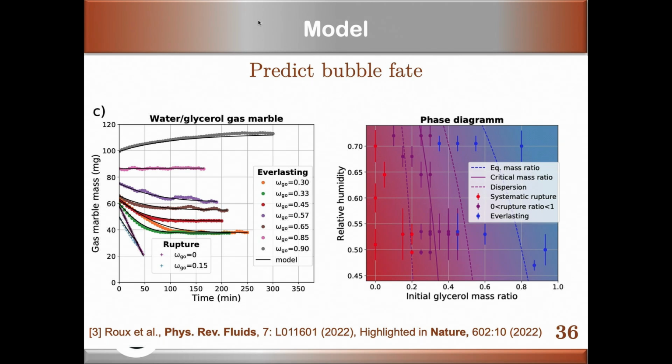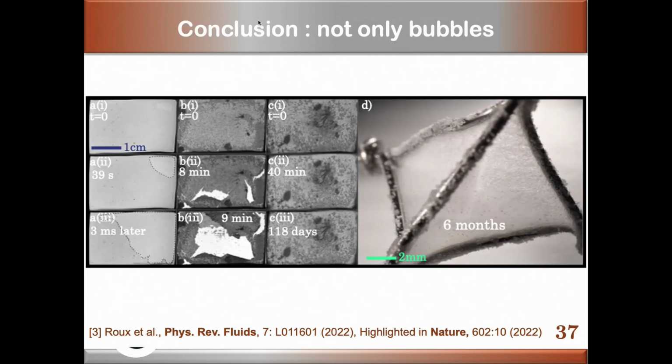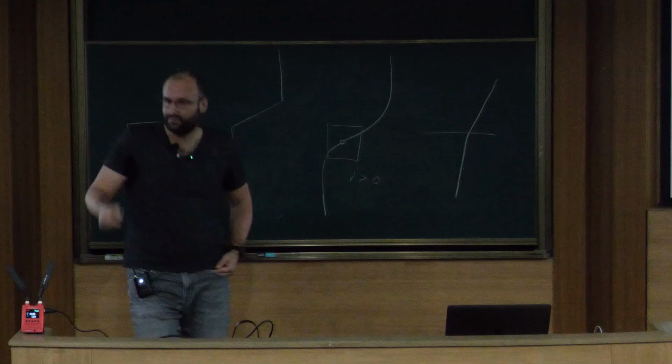So you have this zone. And you see that our model predicts the transition between these two zones with the purple line here. So you see that we are able to reproduce the phase diagrams that we obtain experimentally. So the last point is that you can, yes?